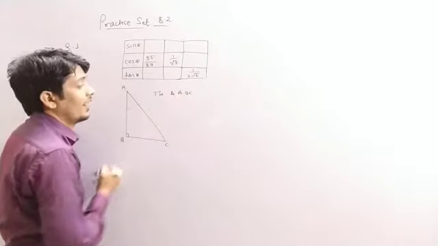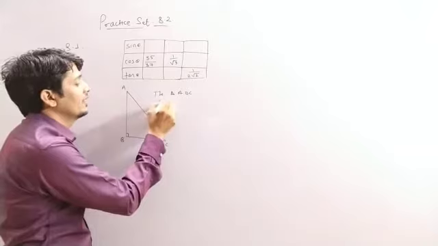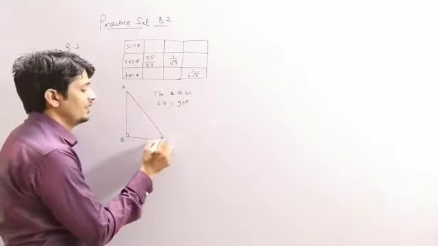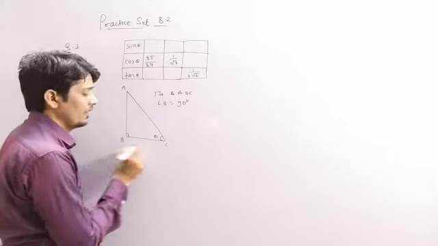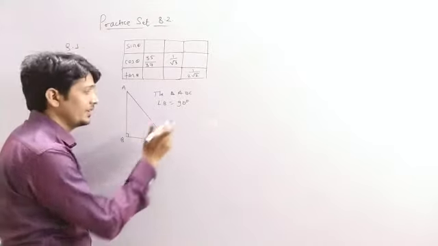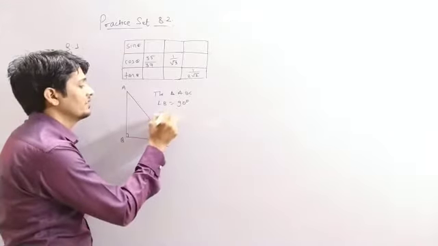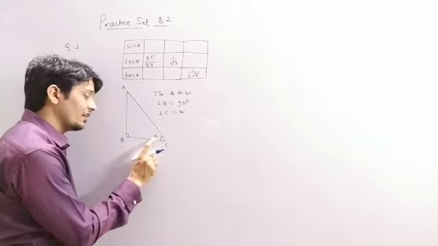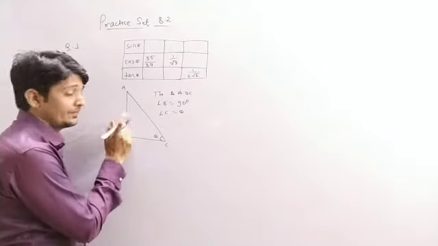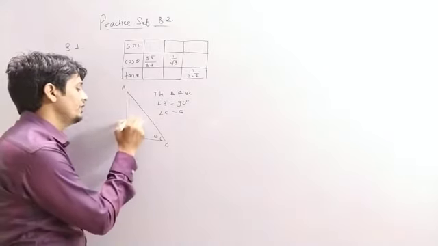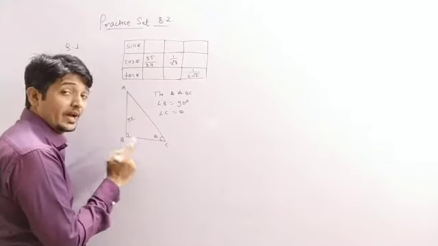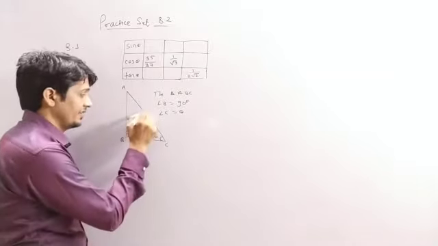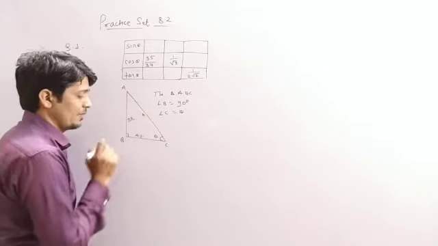Triangle ABC is a right angled triangle where angle B equals 90 degrees, and we are considering angle C as theta. So we can write here angle C equals theta, that we have considered. For angle theta, this side will be the opposite side. This side will be the adjacent side, so we write here adjacent side, and this is the hypotenuse.